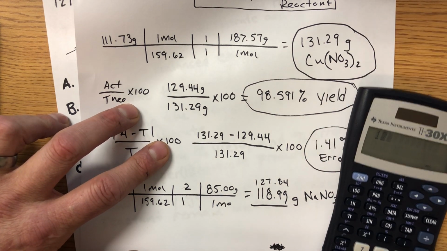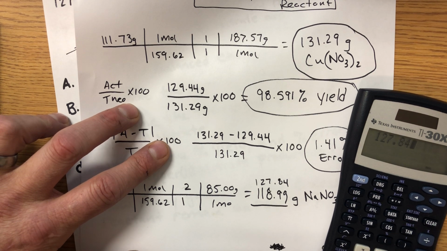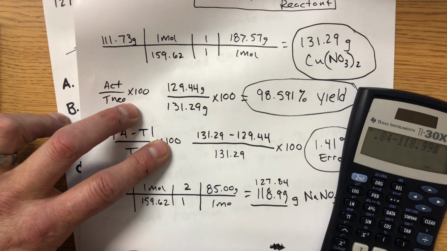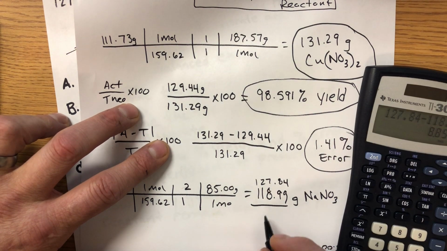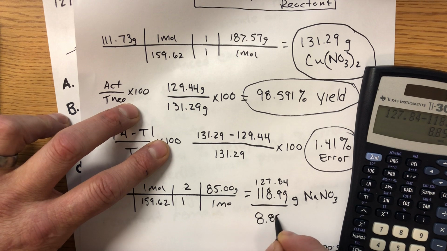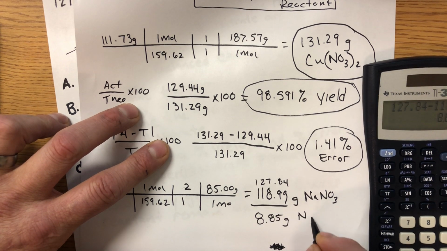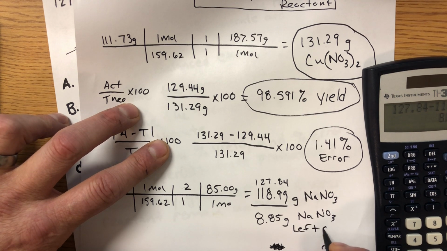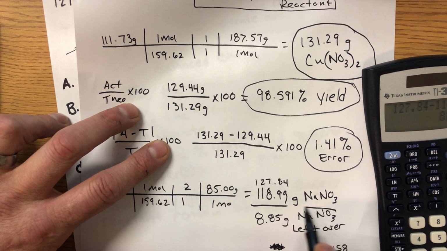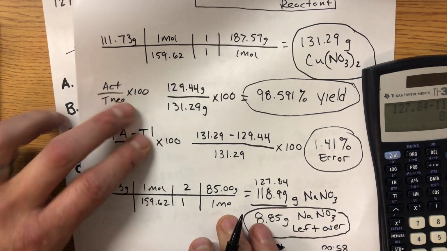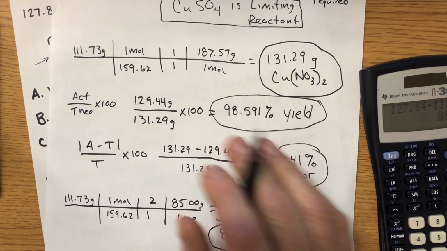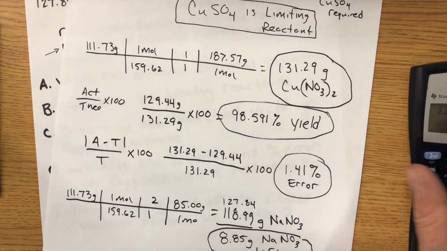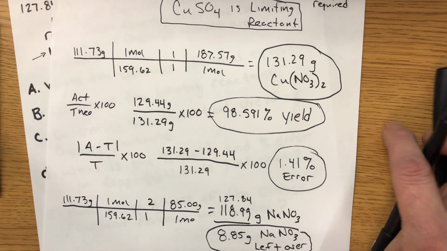So 127.84 minus 118.99 equals 8.85 grams of sodium nitrate left over. So that was quite a bit of math and quite a few problems to do in one big problem. That is one example problem, and I hope that helps.